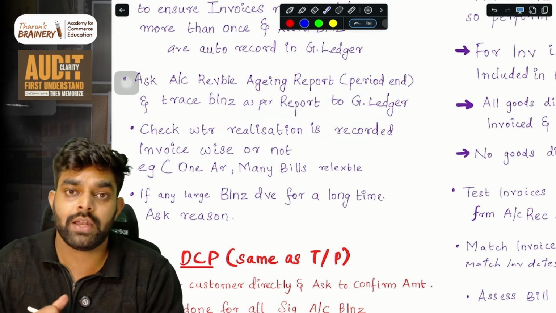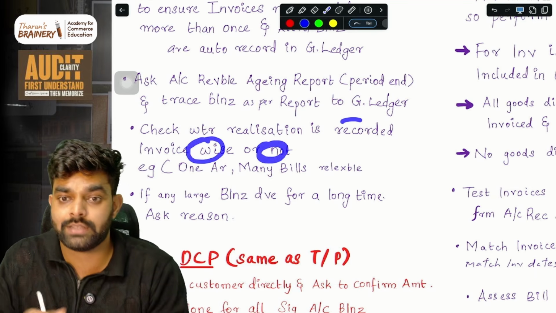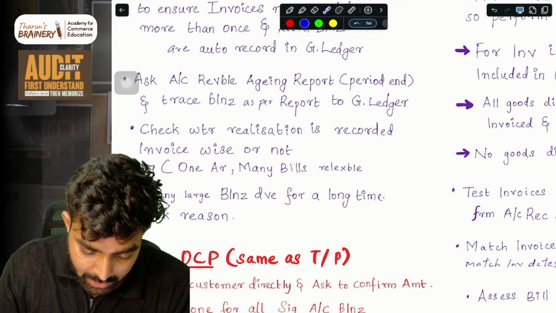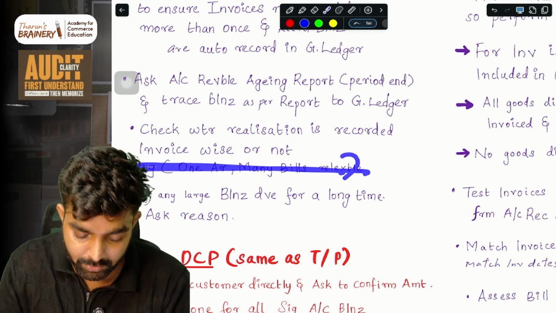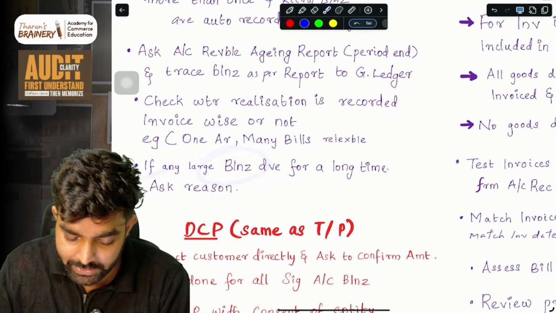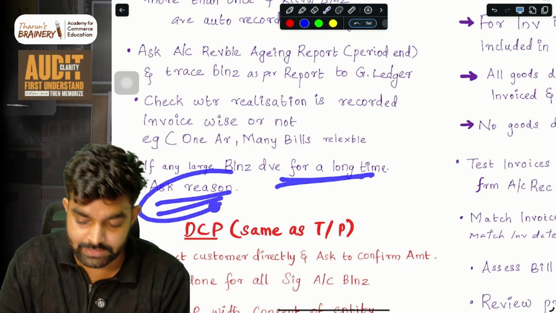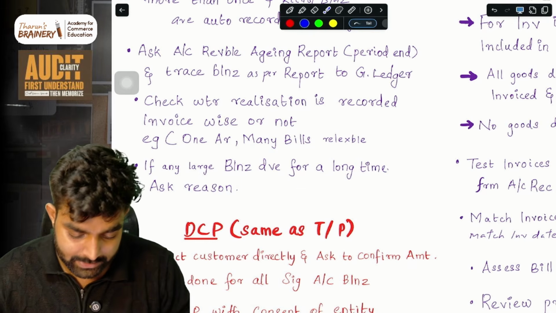So whatever money you are getting from the debtors, make sure it is recorded invoice wise, or if they are recording it some other way, make sure of whatever it is. One amount for many bills sometimes, that you don't have to check. This one point you can cut, no problem. Then if there are any large balances of debtors for a long time, ask the reasons.